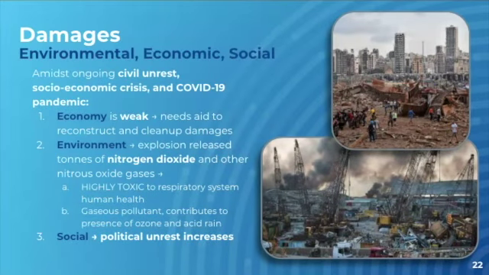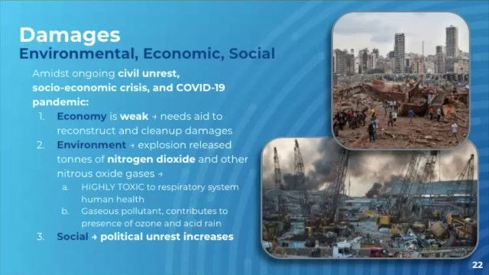The damage of the Beirut explosion is still taking a heavy toll on the city. The explosion occurred amidst ongoing civil unrest, a socioeconomic crisis, and the COVID-19 pandemic. The economy of the city and the country overall is very weak, and it requires substantial aid to reconstruct and clean up the damage. As mentioned earlier, an ammonium nitrate explosion releases nitrogen dioxide. So due to the massive scale of this explosion, tons of nitrogen dioxide and other toxic gases were released into the atmosphere, causing significant damage to human health and increasing pollution in the affected area.